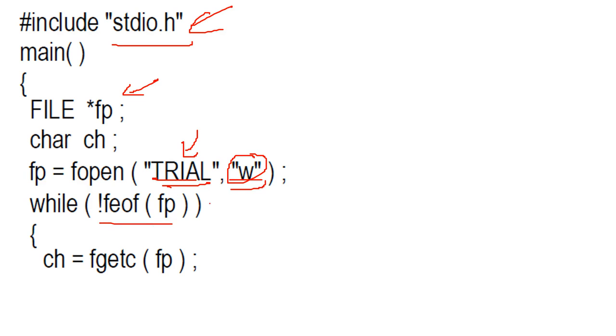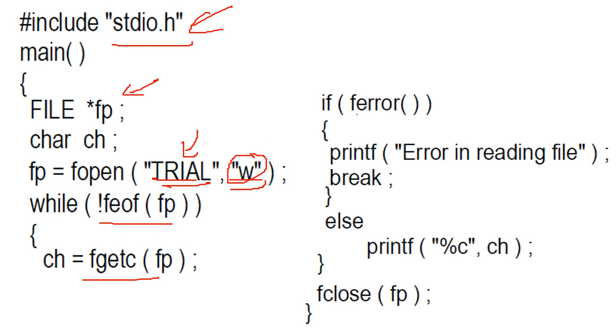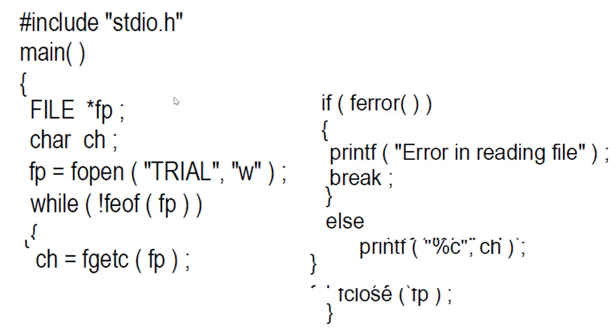What we are doing here is checking feof, end of file, on fp. We are getting characters one by one, and then we are checking for ferror. We know that an error is going to happen because we are opening the file in write mode, and whenever we are reading, there will be an error. So we say printf error in reading file, and we break. Otherwise, we just print the ch, and we close.